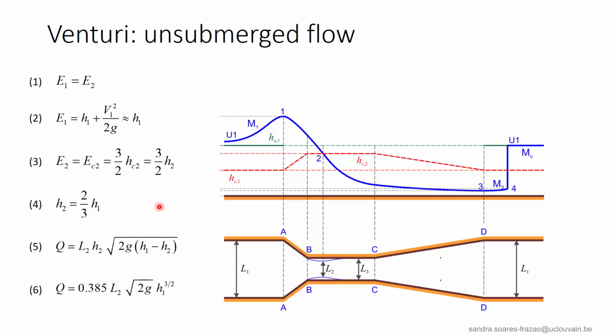This allows us to rewrite the discharge expression 5 that we obtained in the previous case, in the submerged case, as in equation 6 as a function of H1 only. And here the coefficient is simply calculated from the different constant values. So such a device with an unsubmerged flow allows us to measure the discharge with only one water depth measurement. And it is therefore, in general, the preferred option if a hydraulic jump is acceptable, of course.